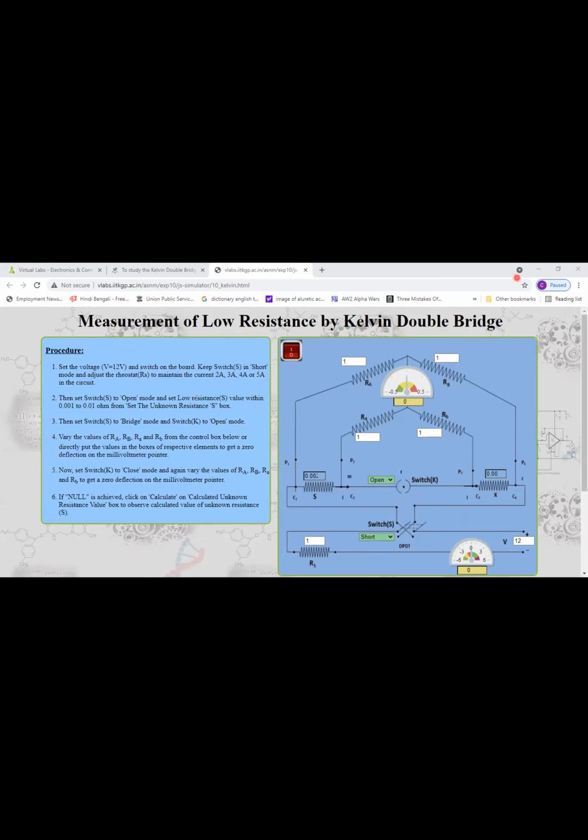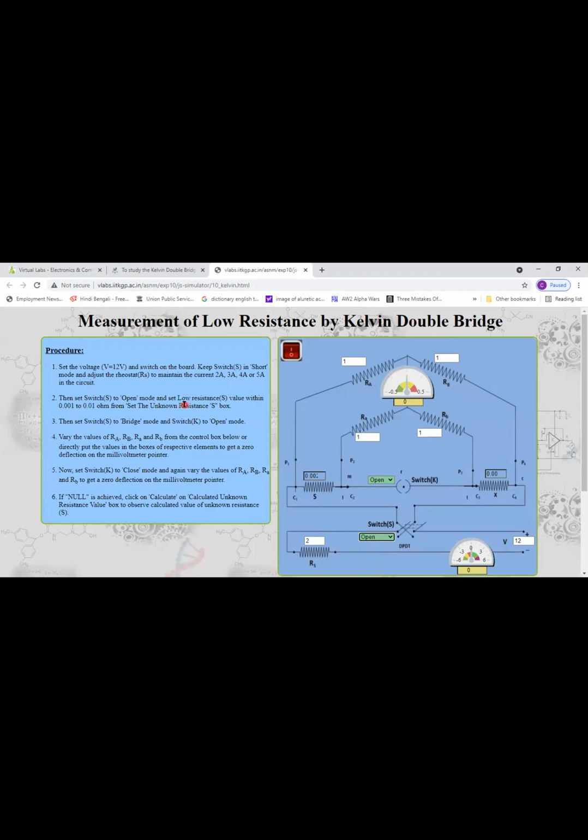Keep the switch S in the short mode. Look, here it is already in short mode. There are two modes, one is short mode and another is bridge mode. You can see it here for within 2 or 3 minutes, and adjust the rheostat RS to maintain the current at 1 ampere, 1.2, and 2 ampere. Then set the switch S to open mode. Look, set the switch at this open mode.